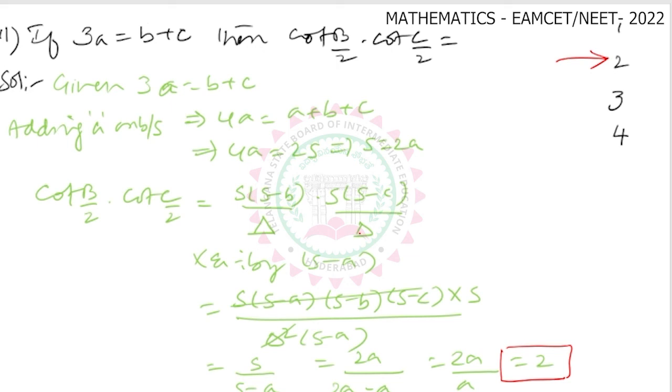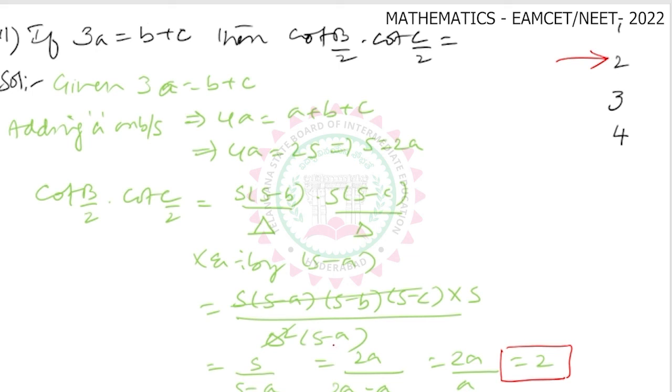Now if I want to cancel delta square from the denominator, I need some term in the numerator. What is the missing term? That is s minus a is missing. So if I multiply and divide by s minus a, the question is solved. So this becomes s into s minus a into s minus b into s minus a. One s will be left over. It remains as it is, by delta into delta square this s minus a.